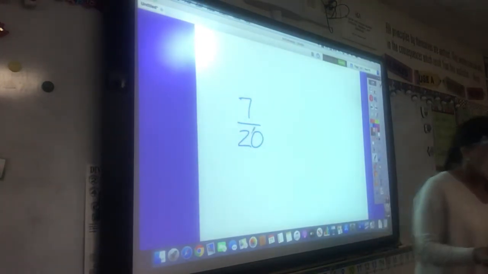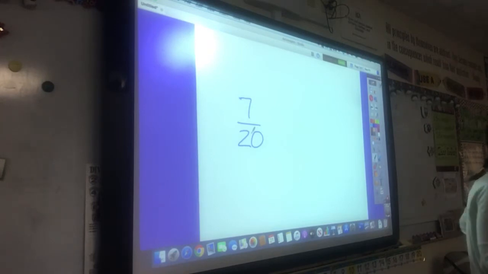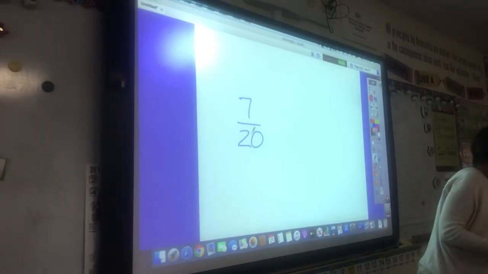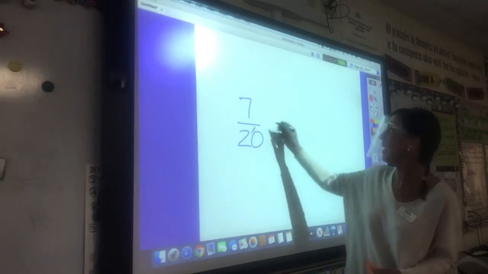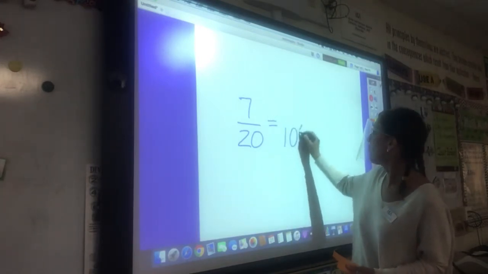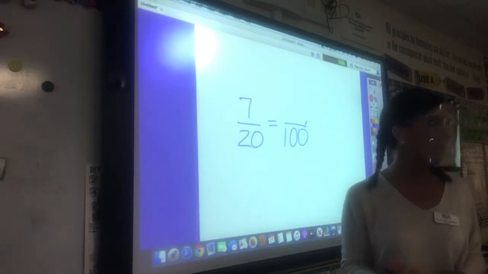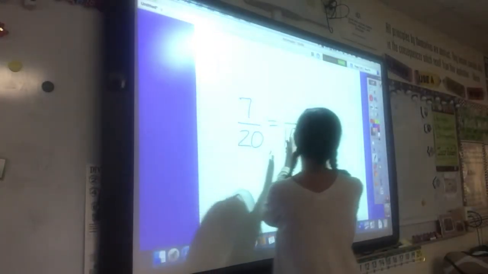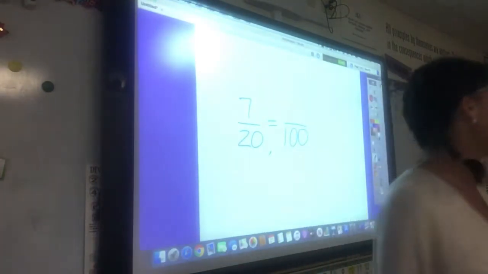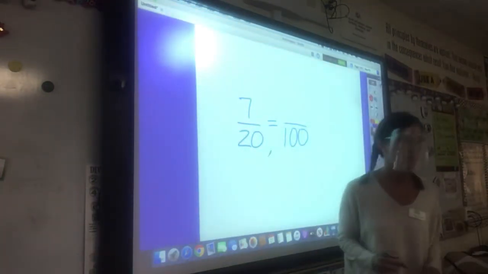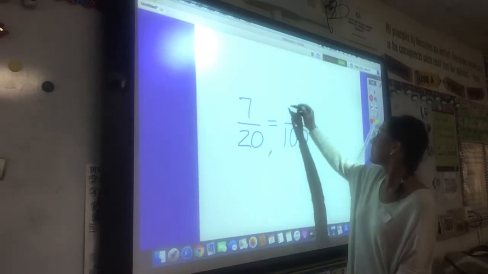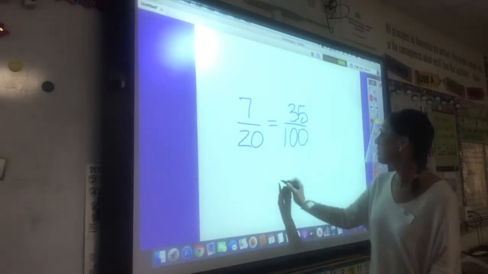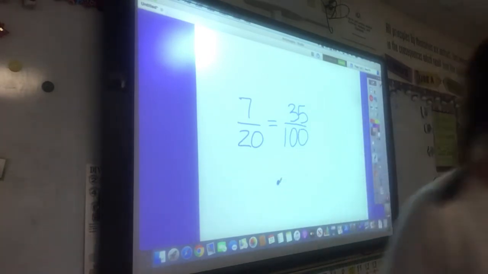With 7/20, again, if we want to change it to a decimal, we want to get the bottom to either 10 or 100. Since this is 20, it makes more sense to get it to 100. Again, we have two equivalent fractions missing one piece. What do you do to go from 20 to 100? You do the same thing on the top. Caroline, what do we do? Times 5. When we read that, it is 35 hundredths.